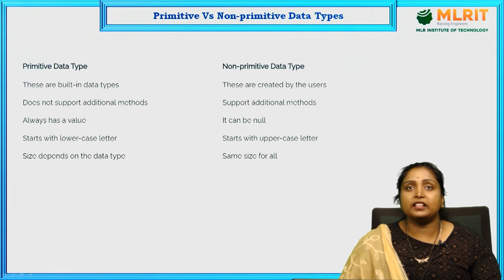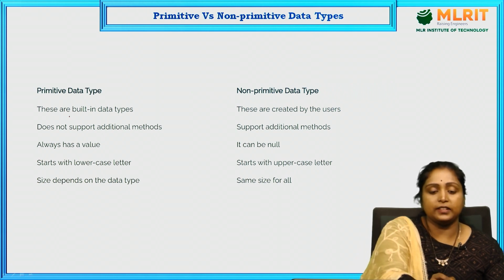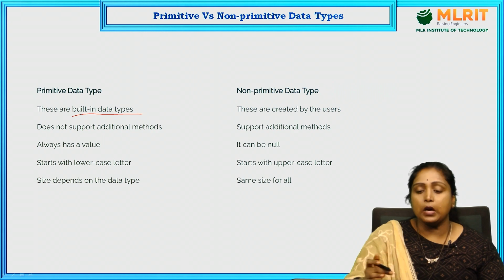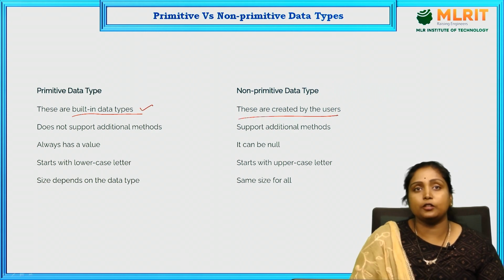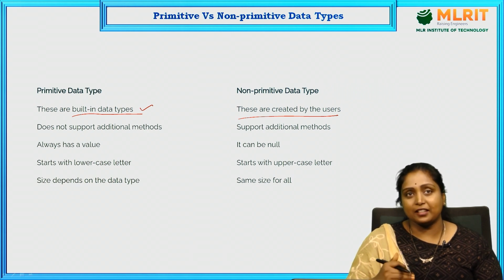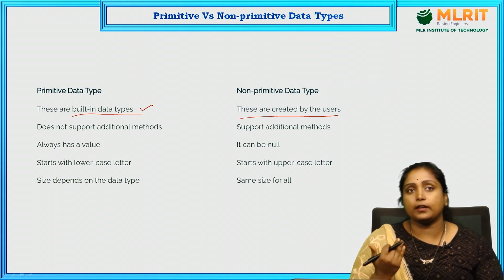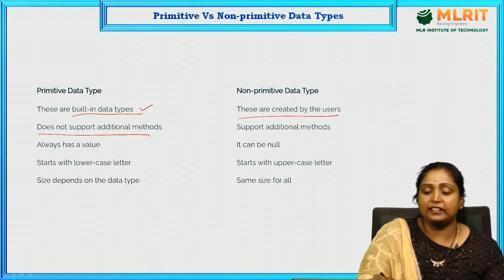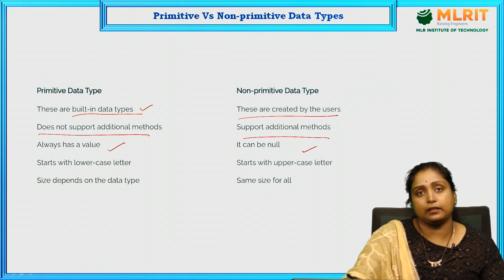Coming to the difference between non-primitive and primitive data types. Primitive are built-in data types and we use them as the basic data types. Non-primitive data types are created by the users. Primitive data types are inbuilt, you get them from the Java virtual machine, or whenever you install the Java software, you will get these built-in data types which are already there. And primitive types do not support additional methods, while non-primitive types support additional methods. A primitive always has a value, while a non-primitive can be null.